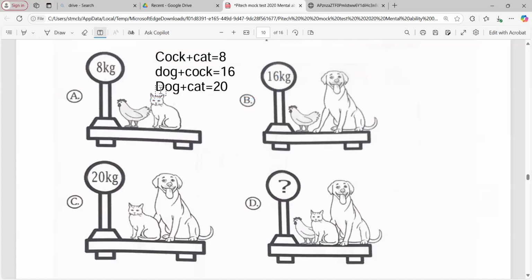All right, let's form some equations. Let us see which one is common. So I can use these two to form one. I know that the cock plus the cat is equal to 8, and I also know the dog plus the cock is equal to 16.